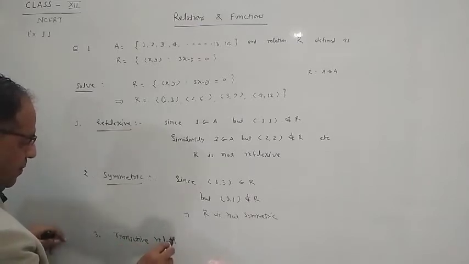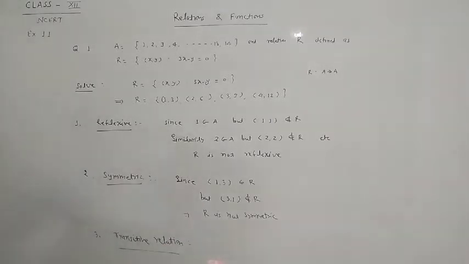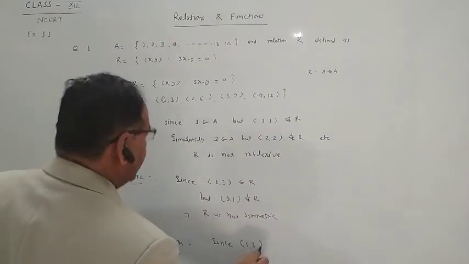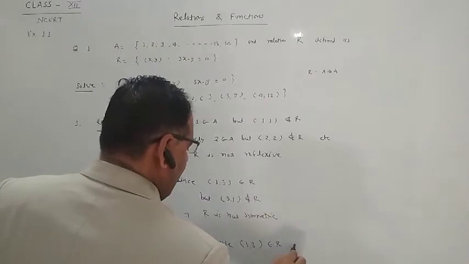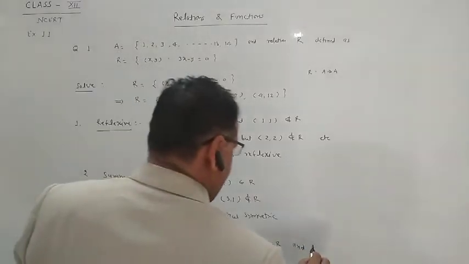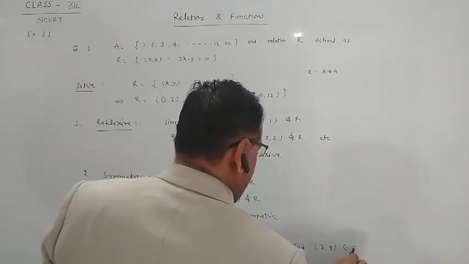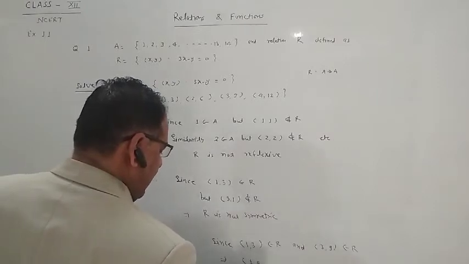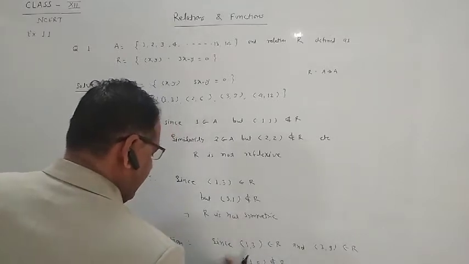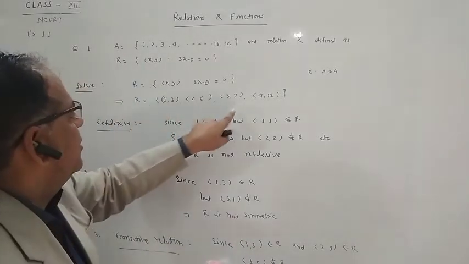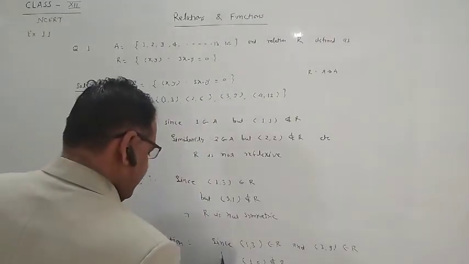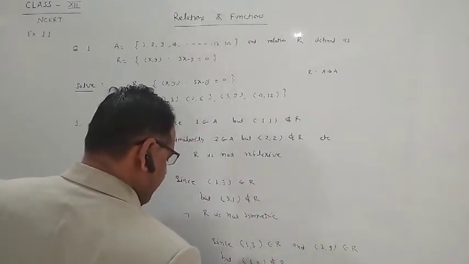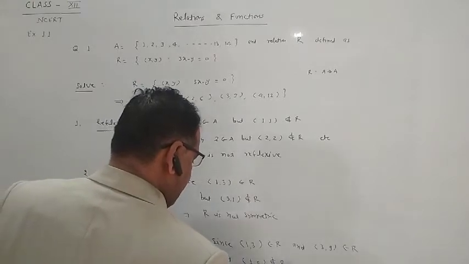Transitive relation. Since (1, 3) belongs to R and (3, 9) belongs to R, this implies that (1, 9) should belong to R, but it does not. (1, 3) is an element of R, (3, 9) is an element of R, but (1, 9) does not belong to R. This implies that R is not transitive.